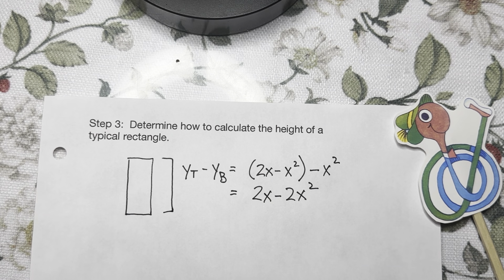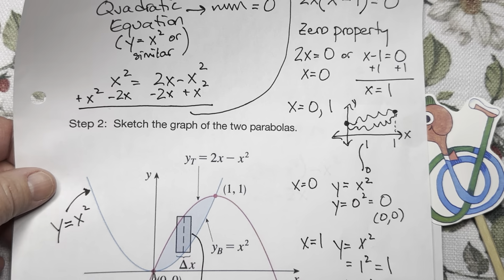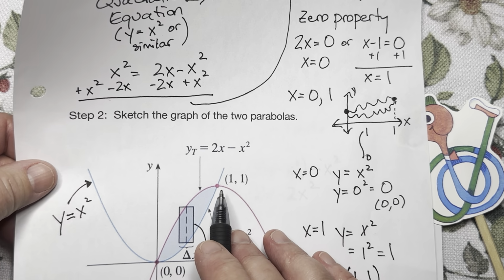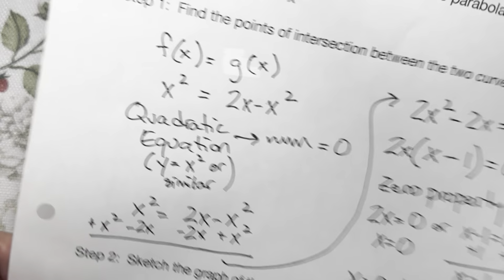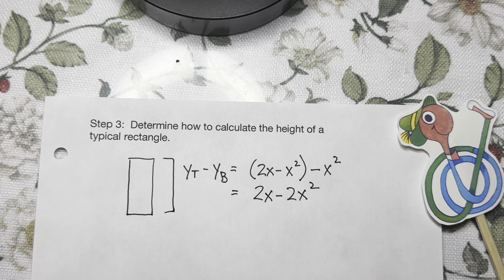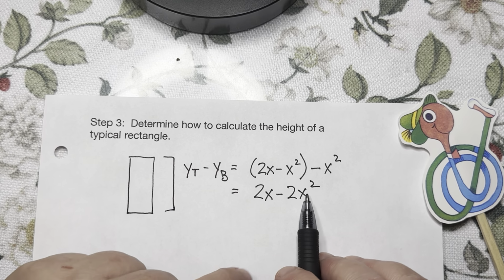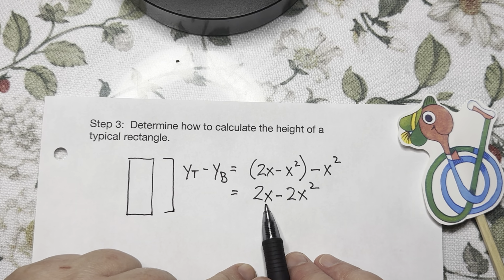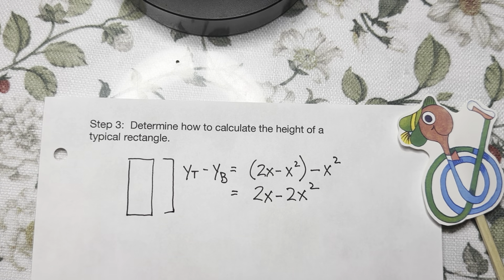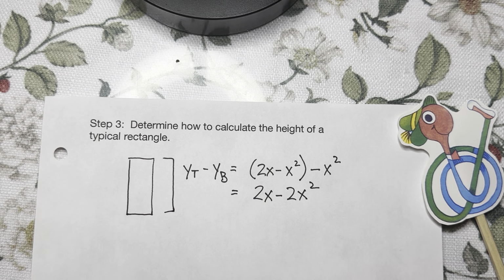And so let me remind you again, this is all happening between 0 and 1. And so these are fractions. So when you square a fraction, it gets smaller. And that's why x is actually greater than x squared. That's why this is going to be positive. Okay, so that is that height.